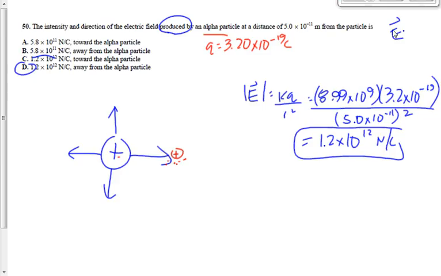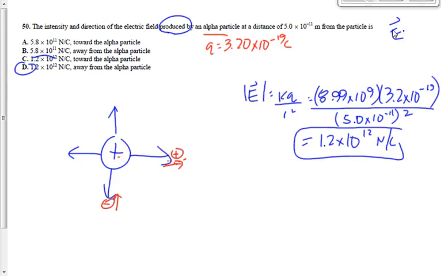What if I put a negative particle right here? Where does it go? Where's that going to go, Tyler? It's going to go toward the positive, right? Negatives go opposite to the direction of the field. Positives experience a force with the field. Negatives experience a force opposite to the field.